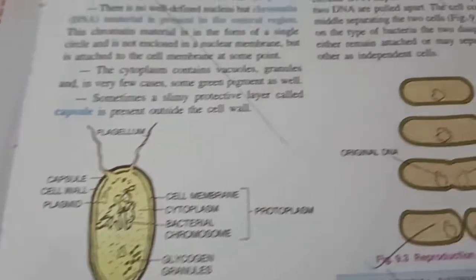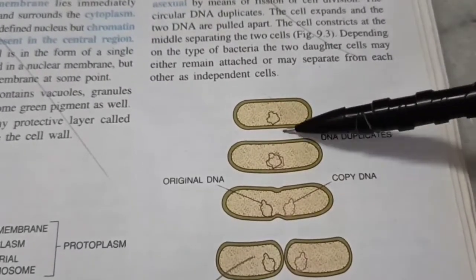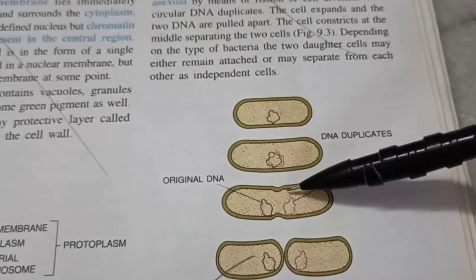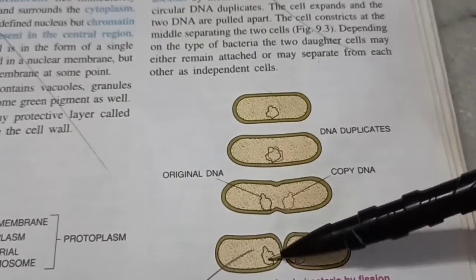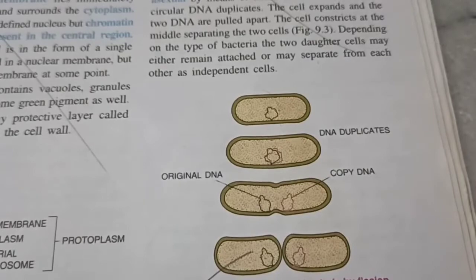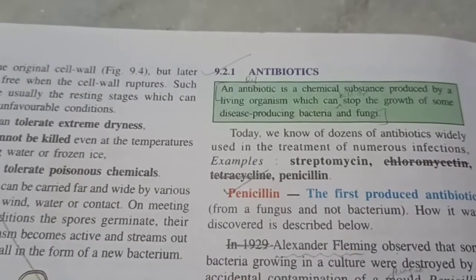Its reproduction is so simple. First of all, the DNA duplicates. Then the cytoplasm separates. The cell wall separates them completely. And you've got two daughter bacteria. This is called fission. But how are they useful?